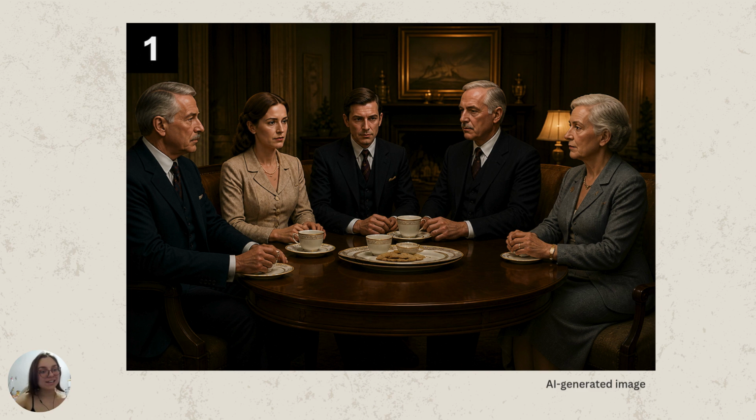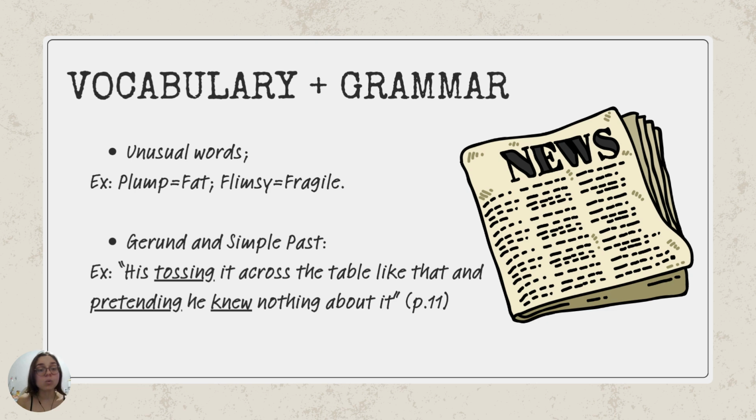This was the story. So, right now, let's analyze a little bit. In the story, we have a little bit of unusual words. For example, plump, that means fat, and fluency, that means fragile. And the verbs that we use in this story are in the gerund and the simple past. For example, he's tossing across the table like that and pretending he knew nothing about it. That's on page 11.